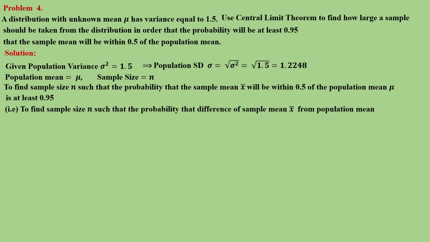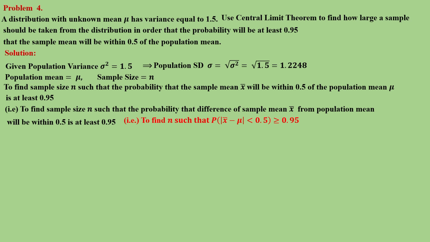So to find the sample size n such that the probability that the difference in sample mean x bar from population mean, that is x bar minus mu, x bar minus mu within 0.5, is at least 0.95. So to find n such that the distance between the means, modulus x bar minus mu, is less than, within 0.5 means less than 0.5.